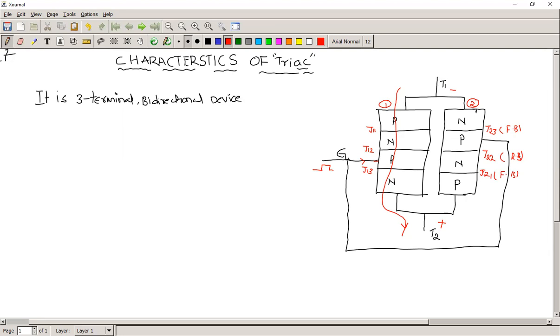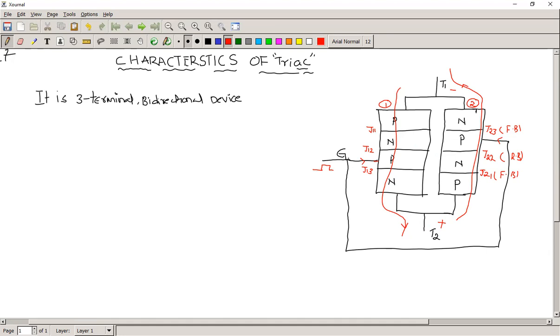Again, if you apply the positive voltage here at the gate terminal, now the gate current is passing in this one. Now the junction J22 breaks down. Once the junction J22 breaks down, the current is passing from terminal 2 to terminal 1 in this manner. Nothing but this device is allowing a current in both directions.